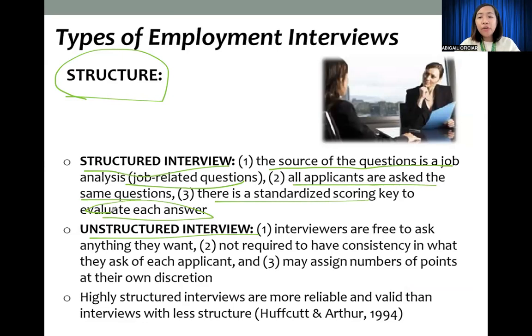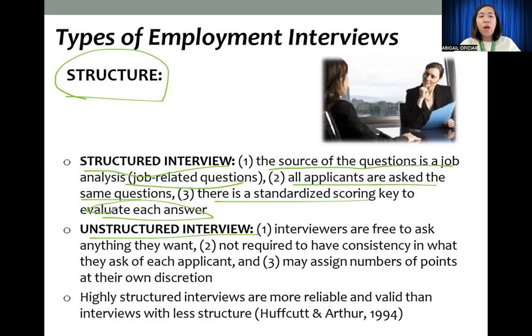So we can say that the interview question is structured if the questions to the first applicant is the same to the question on the second applicant, third applicant, fourth, fifth, sixth, etc. Okay, so pare-pareho yung itatanong natin question. So that is a structured interview.